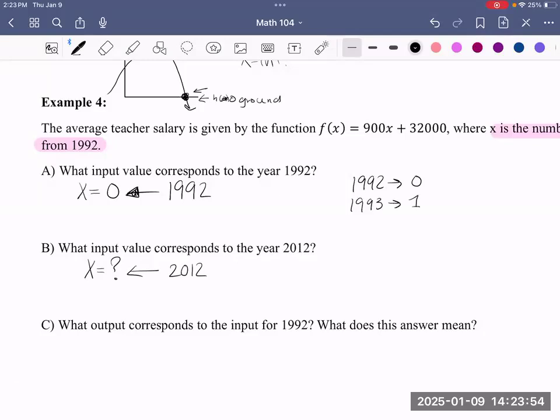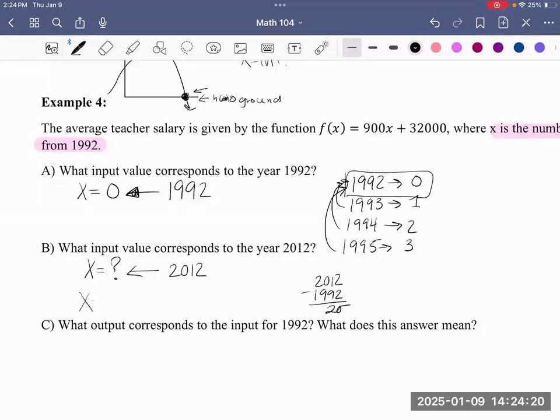Well, how did we get there? It's the difference between 1992 and 1993. So 1994 would be 2, 1995 would be 3. It is the difference between these values from the initial value. So the difference between 2012 and 1992 is 20 years. So x is 20 for the year 2012.